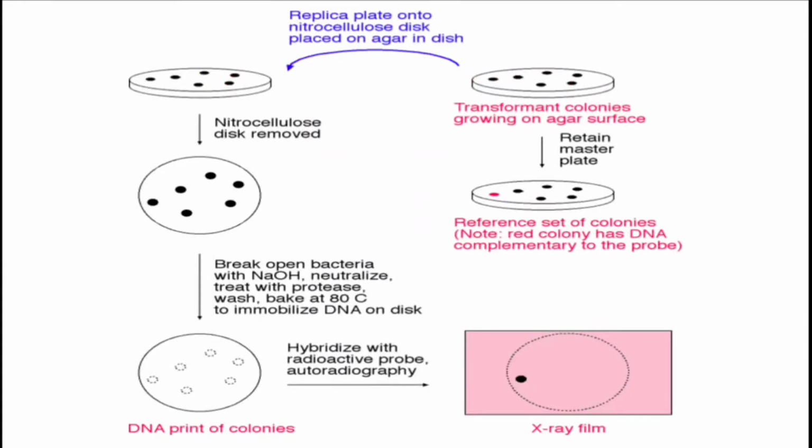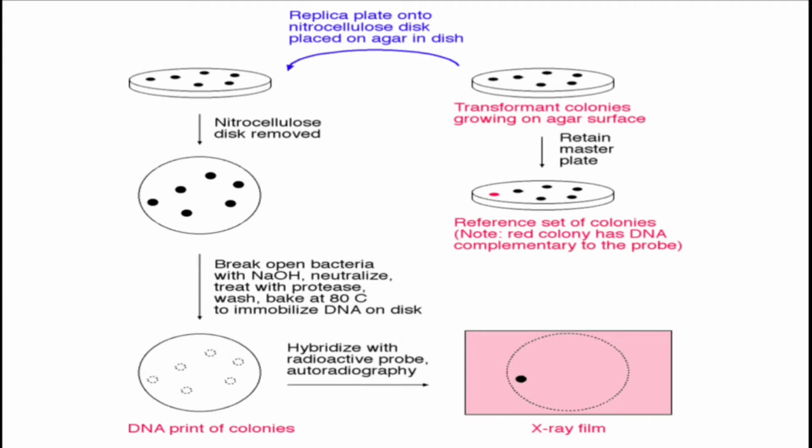Now, this is a schematic representation of colony hybridization, in which the nitrocellulose disc is taken and removed. We have to break open the bacteria with NaOH. We have to neutralize it, and treat with the protease enzyme. We have to bake at 80 degrees Celsius to immobilize the DNA on the disc. We have to hybridize with the radioactive probe, that is, an autoradiography experiment is carried out, and we have to take the DNA print of the colonies.